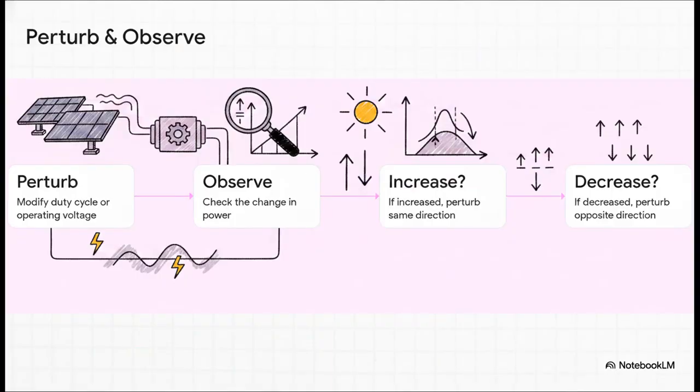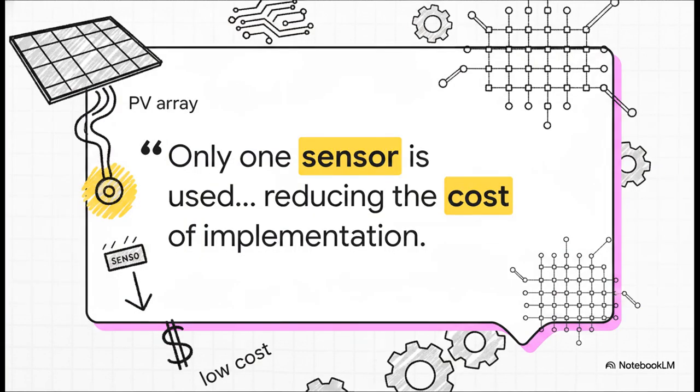The system nudges the voltage by modifying the duty cycle. Then it observes: did the power go up? If yes, great, the system knows it's hiking uphill, so it keeps stepping in that same direction. But if the power drops, it means it either stepped over the peak or is walking backwards down the hill. So the next perturbation logically has to be in the opposite direction. A massive reason this specific algorithm dominates the industry is its pure elegance.